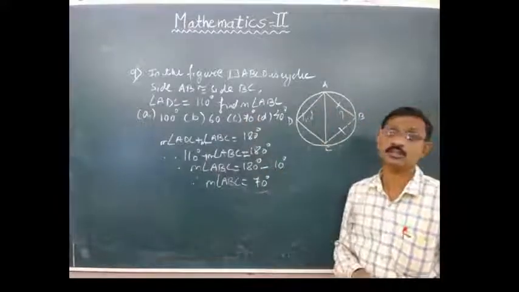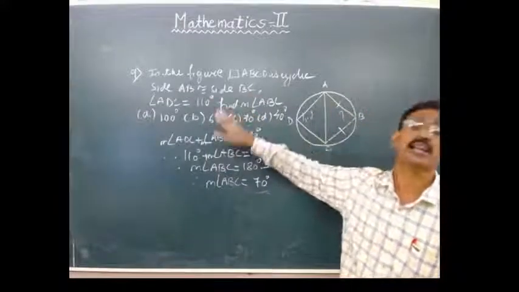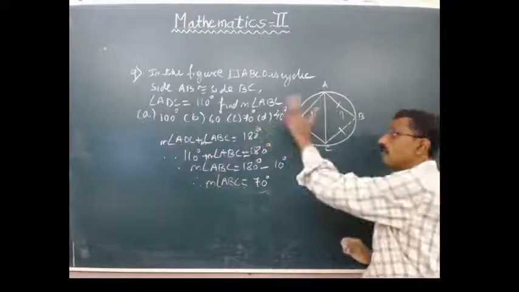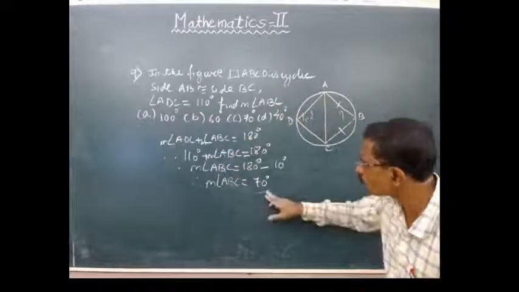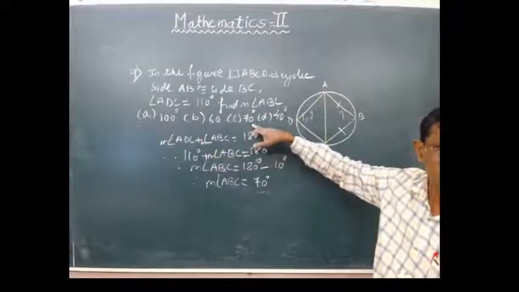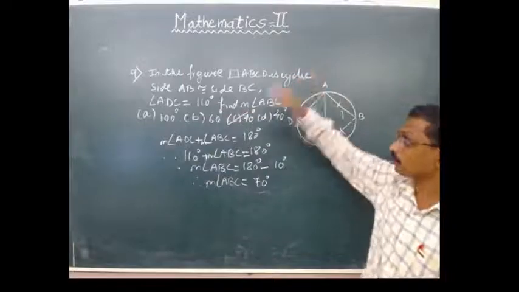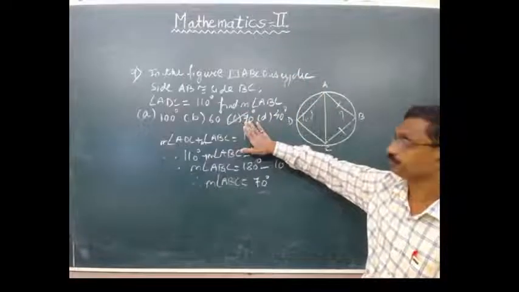The first option says that it is 100 degrees. Second option says it is 60 degrees. And the third option, 70 degrees. Fourth option says 40 degrees. Out of this, which is our option? Option number C. That means option number C is right.